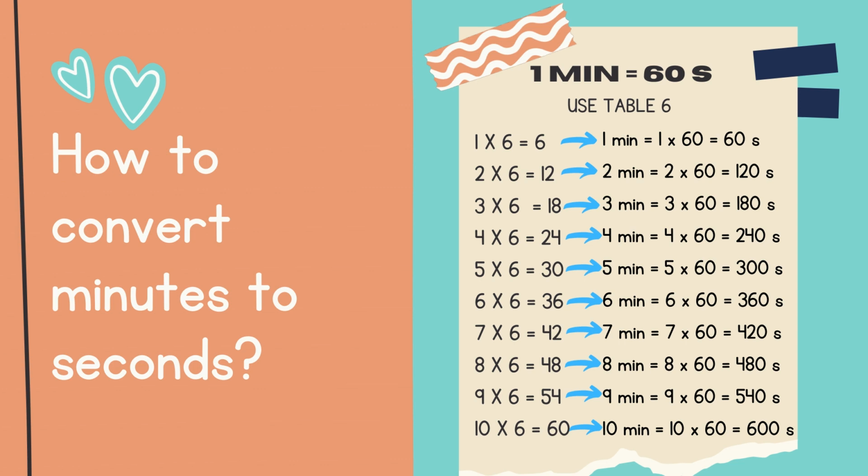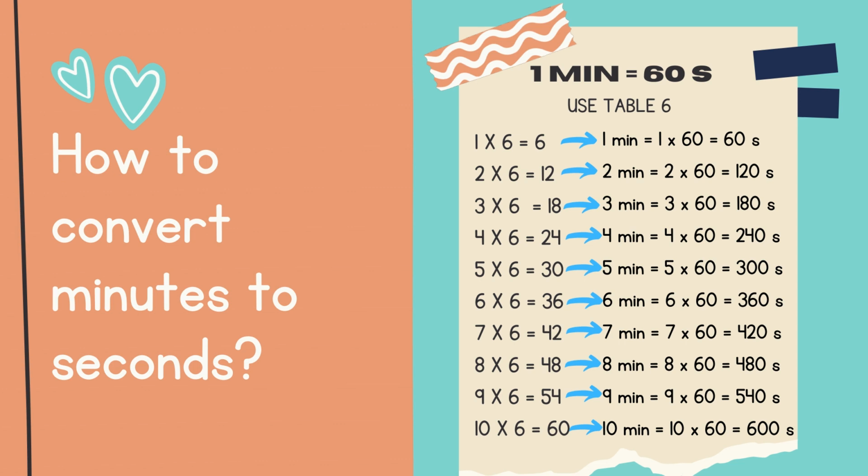Now, what we're doing here is that for converting into seconds, what we do to multiply by 60 is just use timetable 6, but we just add a 0 at the end of the answer. So it's pretty easy. If I want to know, for example, what 6 minutes is equal to in seconds, I'll just multiply by 6. 6 times 6 is 36, but because I want it to be in 60s, I just add a 0. So the answer will be 360.